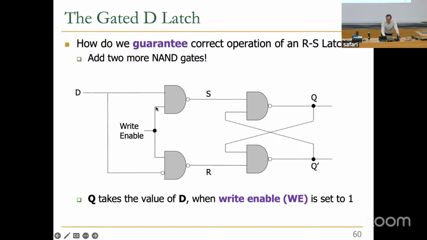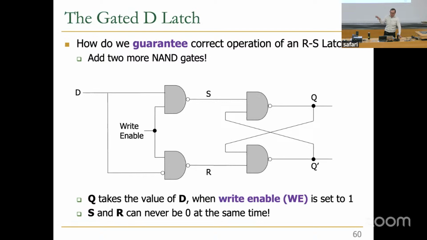Let's go through this. If this is 1, you get D over here, inverted and inverted again, right? If this is 1, you get D bar over here, and again, inverted again. Okay, again, you need to go through the truth table, which I will show you in a little bit. But S and R now can never be 0 at the same time. Again, you can convince yourself because it's really controlled by write enable and D.